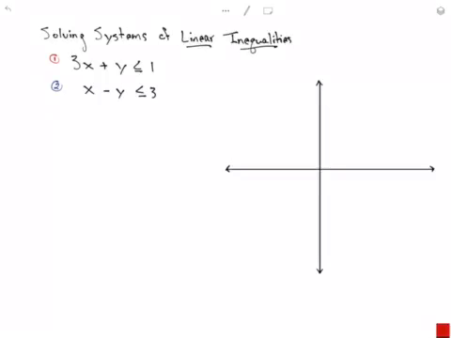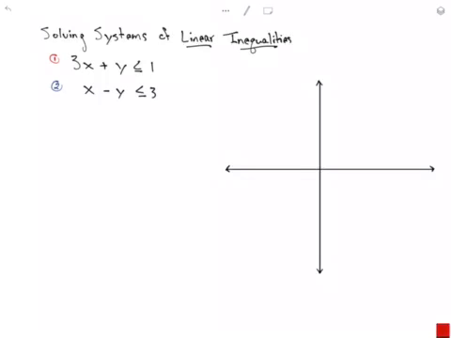What we are going to do is solve a system of linear inequalities. We're going to use a graphing method because that's the only real method that will show all of the solutions that we could possibly have. Because for a system of linear inequalities, there's always an infinite set of solutions if there's a solution.